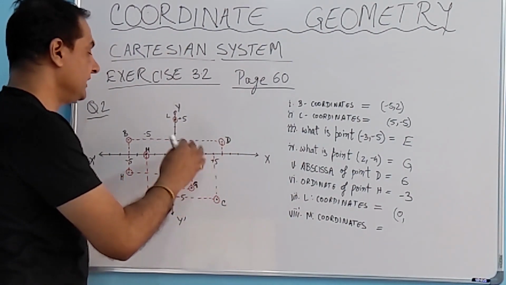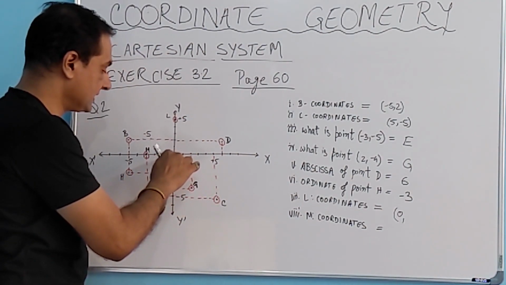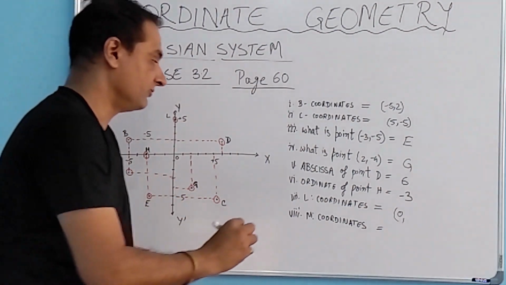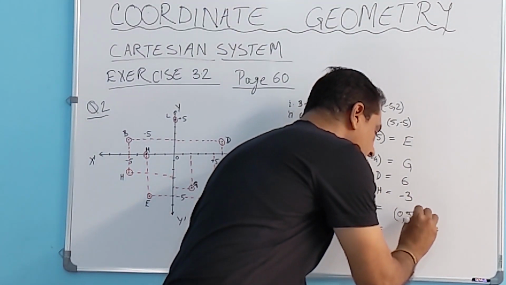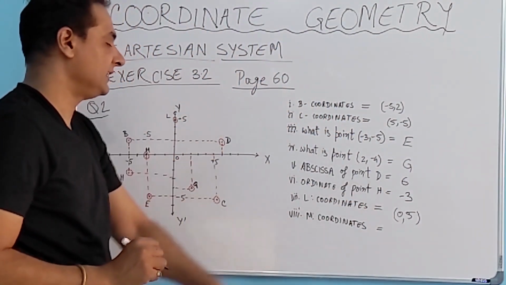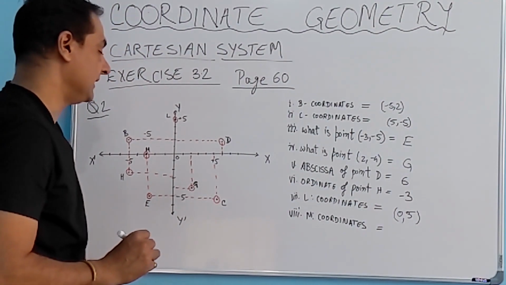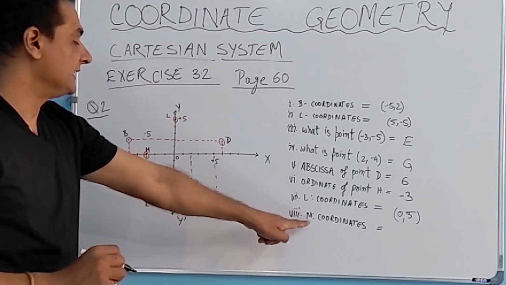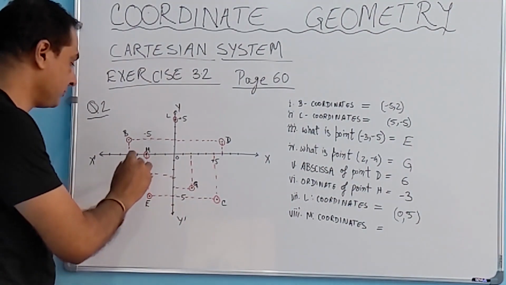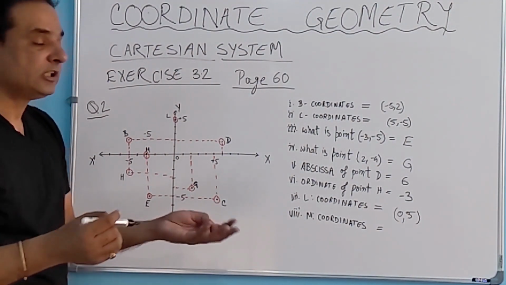Let's look at the y coordinate. The y coordinate is the distance from the x-axis. So 1, 2, 3, 4, 5. So (0, 5) is the coordinates for point L. Now we need to find out the coordinates for point M. Let's locate where point M is. It's here.